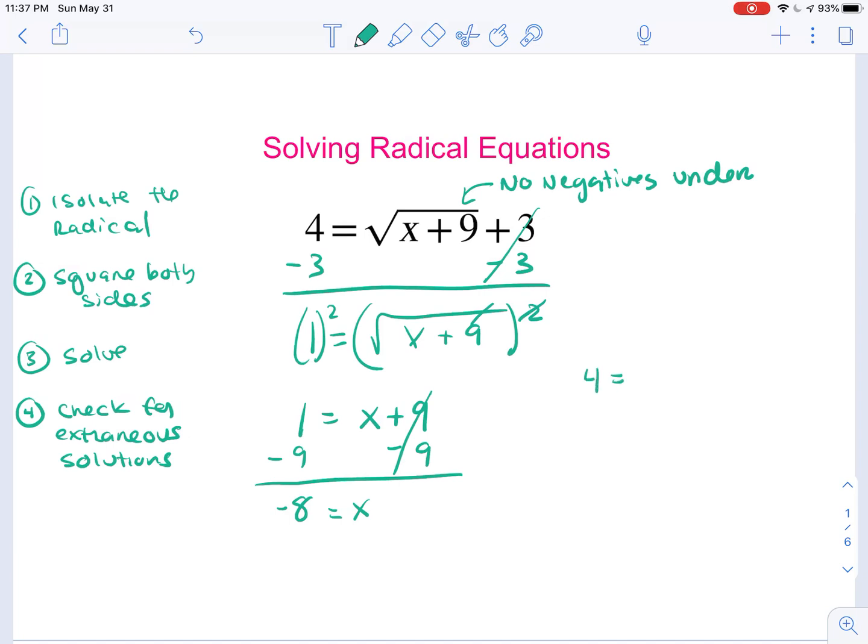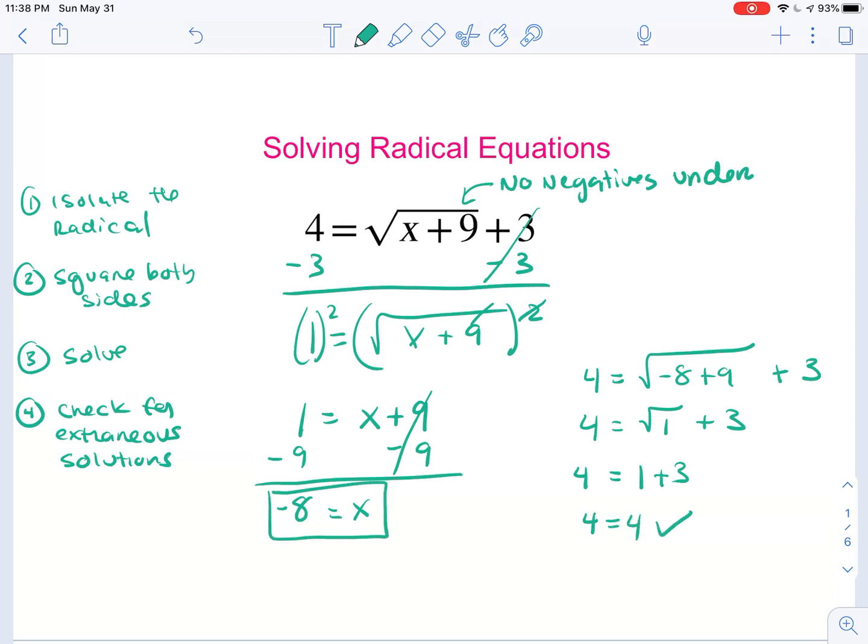So how do we do that? We just plug it in. So 4 is equal to the square root of minus 8 plus 9 with a plus 3 on the outside. This becomes minus 8 plus 9 is 1. The radical itself is always assumed to be the positive of the radical, right? Unless there is a negative in front of it multiplying. So square root of 1 in this case will just be 1. And here we see 4 is equal to 4. So x is a solution. It is not extraneous. But remember, for these, we always want to check.